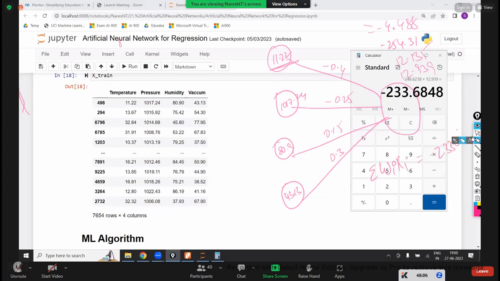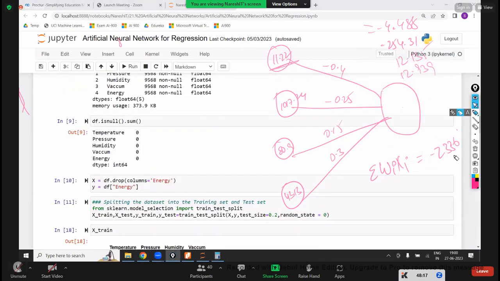For example, let us take a B value of plus 100, fixed every time. Adding plus 100, the answer is minus 133.6. The first step calculation is completed. Since it is a regression project, the output layer should use the ReLU activation function. If the Z value, sigma Wixi plus B, is negative, what is the output? 0. It gives the output 0.